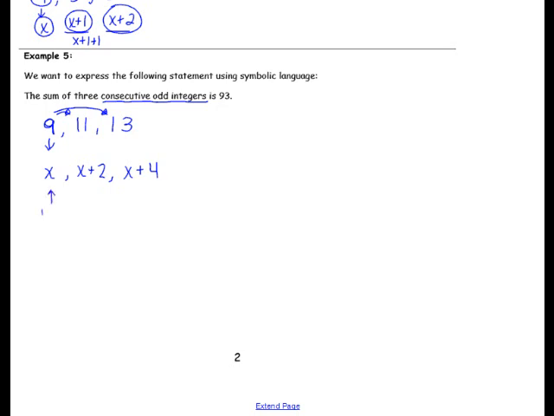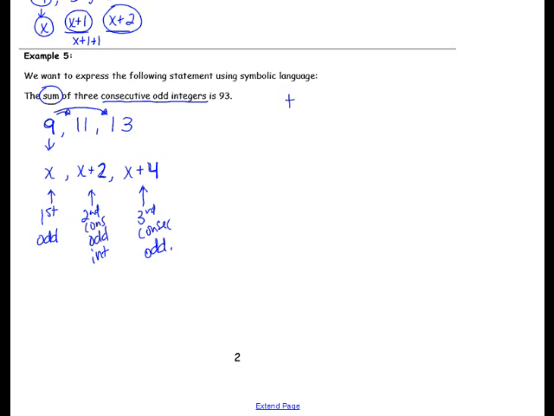So this is your first odd integer. This is your second consecutive odd integer. And this is your third consecutive odd integer. You have to be careful on this because sometimes you might get confused that we're talking about odd integers, but you have even numbers in your equation. All right, so back to our problem. The sum means that we're going to add.